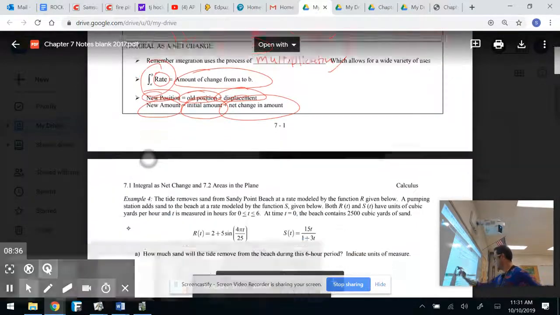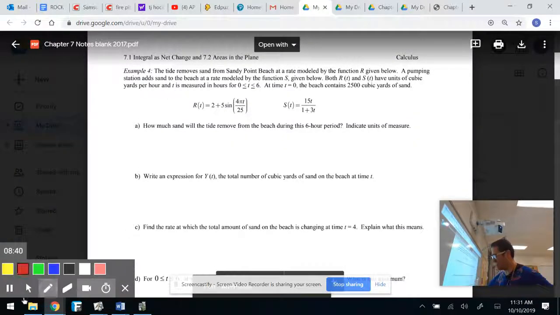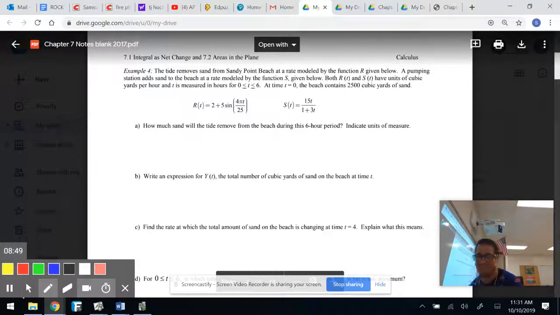All right. Let's see, example 4. Oh, snap, almost guaranteed to be an AP question in some way, shape, or form. All right, the tide removes sand from Sandy Point Beach.